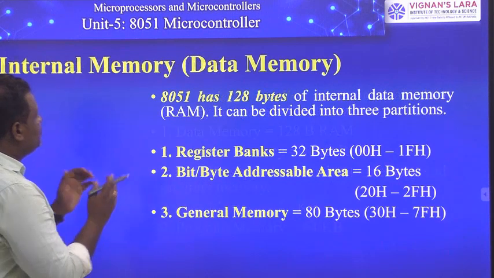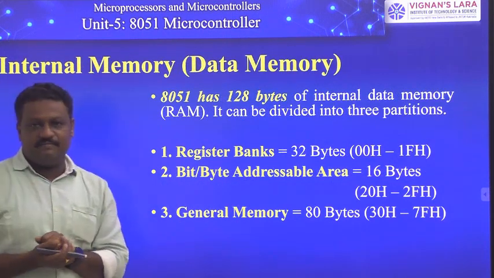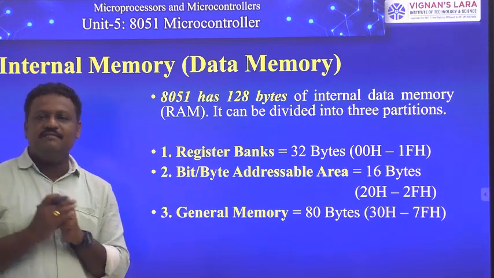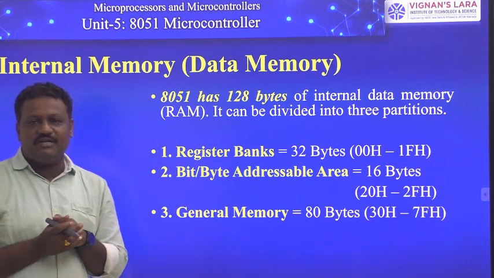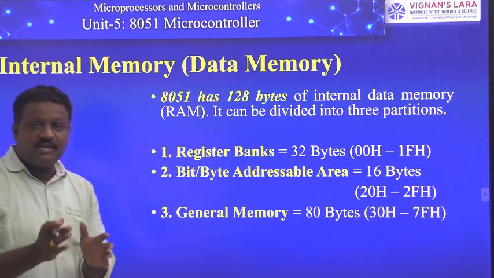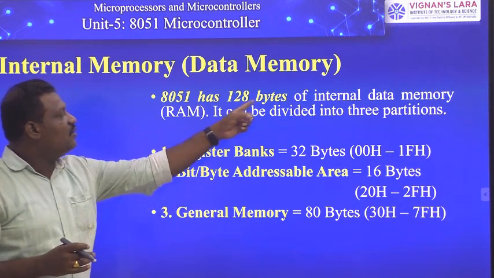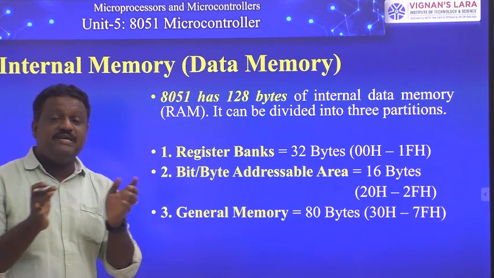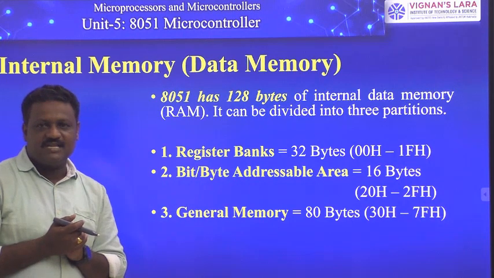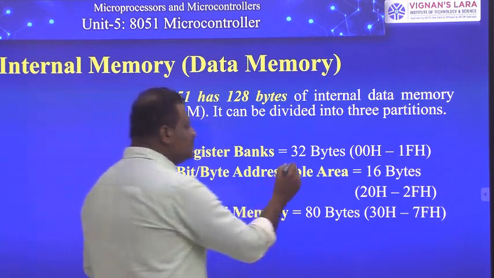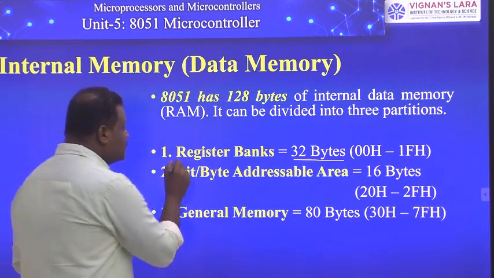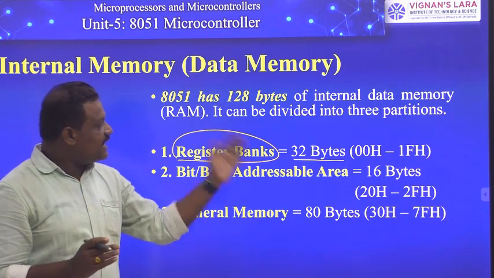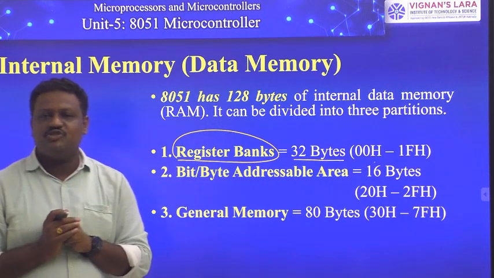Then, first I would like to discuss internal memory. We know that in our internal memory, both the data memory and the program memory are present. First we will see about data memory. So see here, friends, we know that our internal data memory is a RAM of size 128 bytes. That available 128 bytes of RAM can be divided into three partitions like this. The first partition, that is 32 bytes, we consider as register banks. Their addresses are from 00H to 1FH.